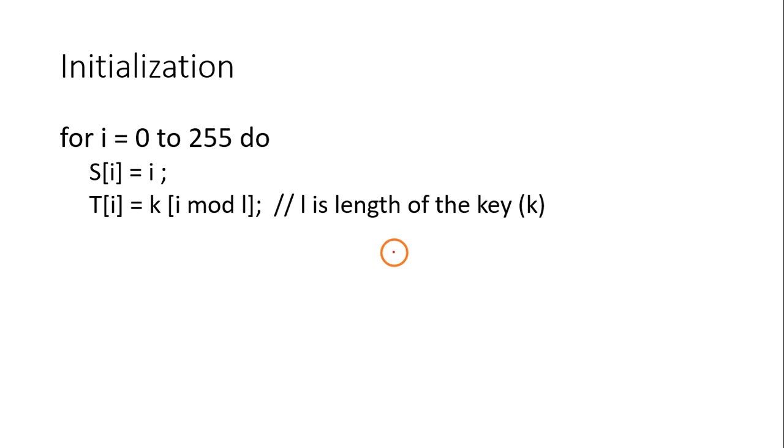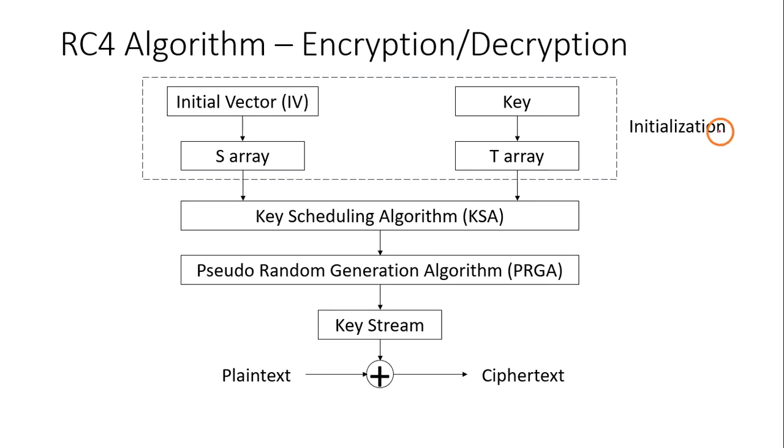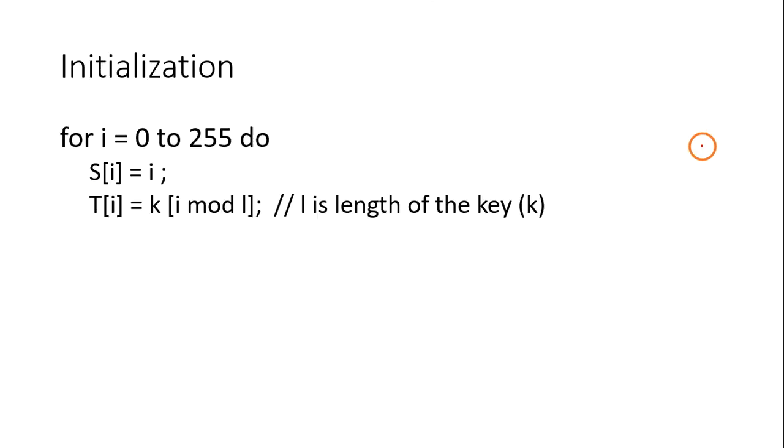Now I told you that this is called the initialization step, right? So what happens in initialization is this. You can see the array S, the state array, is being filled with the value i, where i is from 0 to 255. So simply the contents of the array S are the numbers 0, 1, 2, 3, and so on up to 255.